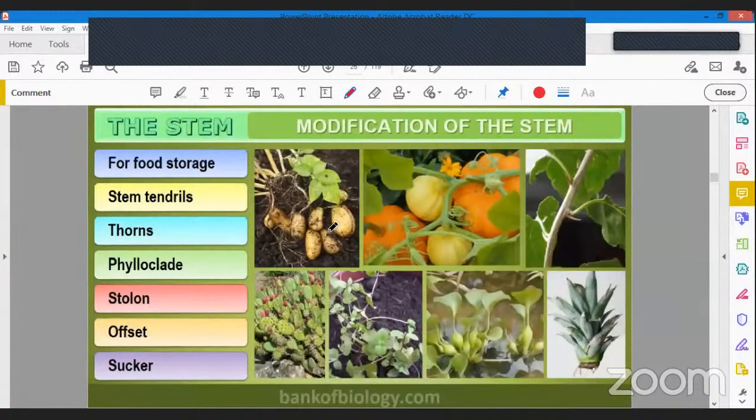Let's go to the next one. What are the modifications of the stem? So take all of these names fast, students, take them down.